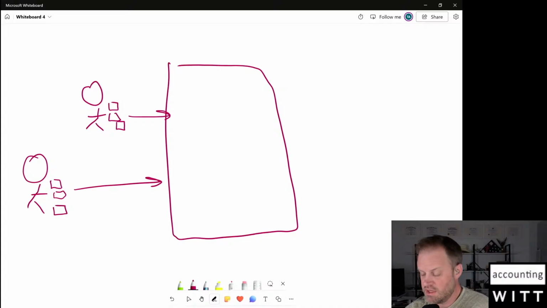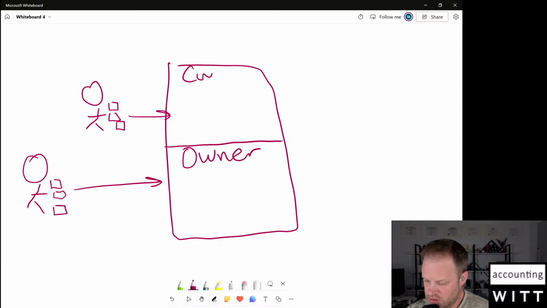You get yours out first. I don't know. Nothing's coming to mind right now on how to synthesize this, so it'll just become a memorize the rules thing. Owners, creditors.